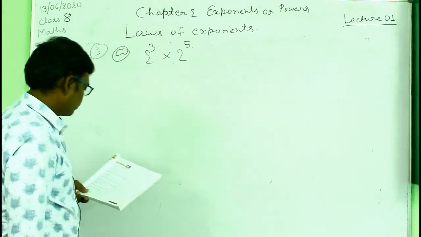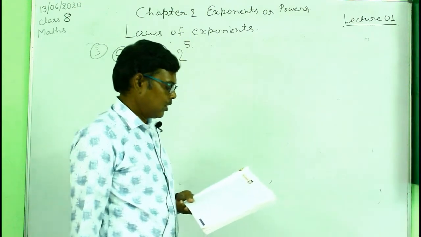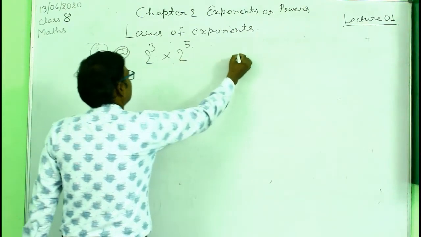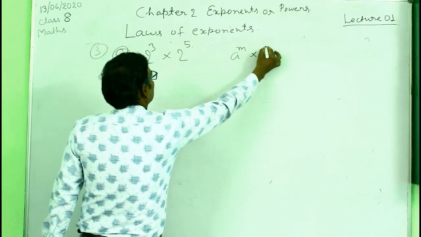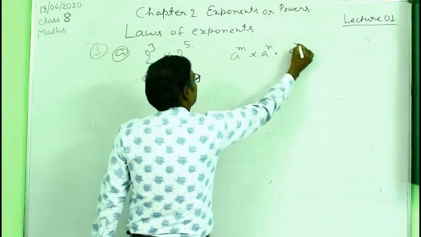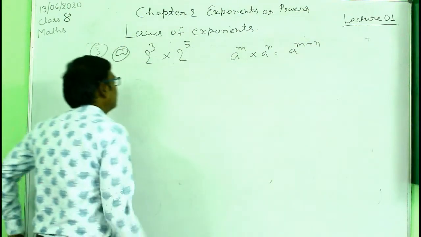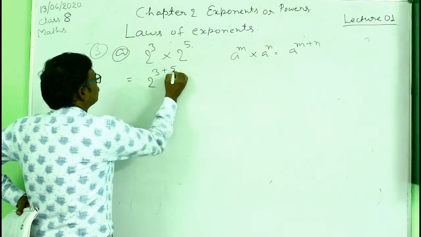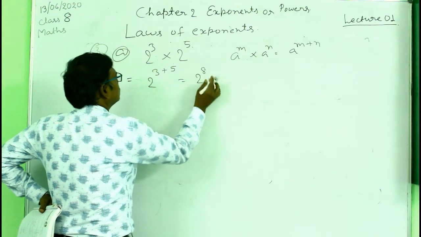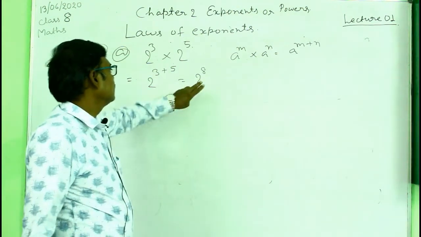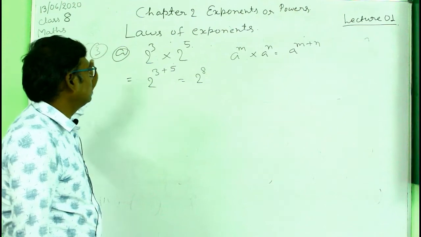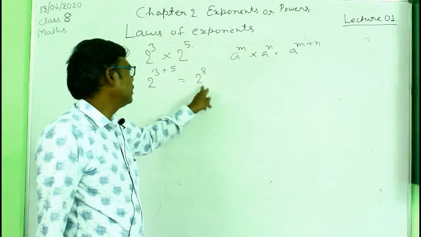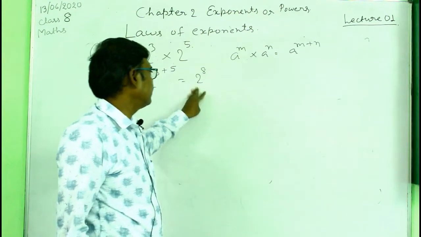So here is the question, and we have to express this in the exponential form. Recall the formula: a to the power m into a to the power n equals a to the power m plus n. So use this formula to simplify this: 2 to the power 3 plus 5 is equal to 2 to the power 8. We have to stop here because in the question you are told to write the answer in the exponential form only. If you find the value of this, that will be wrong. So you have to stop here.